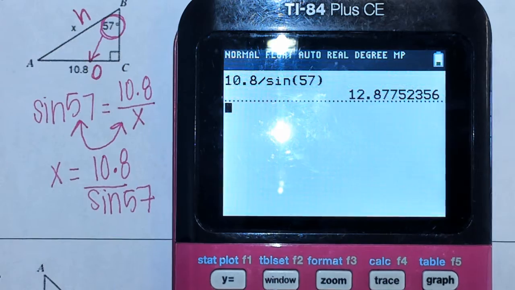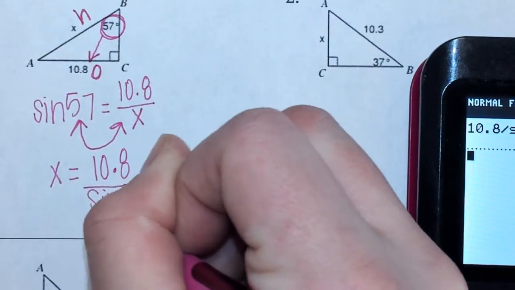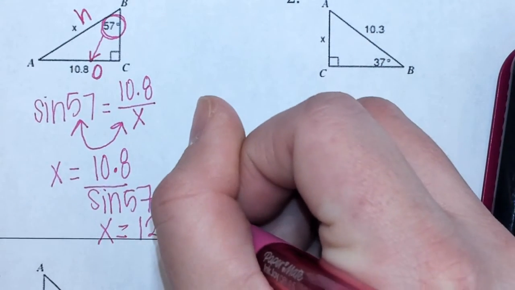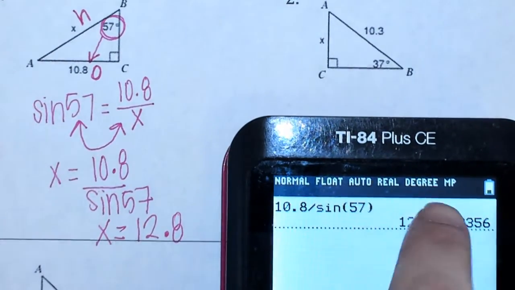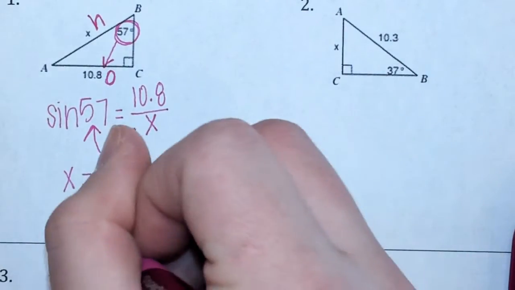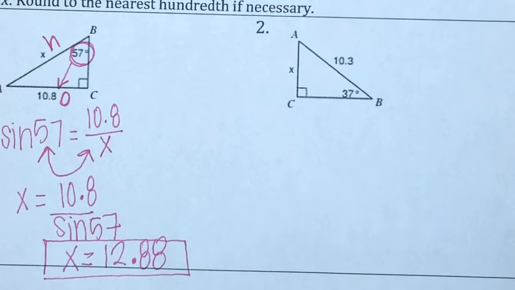So what did it say to round to? Hundredths. So x is equal to 12.88. So you just found the length of your hypotenuse to be 12.88 long. Did you get it this time? Did everybody get 12.88? Okay, so now let's do number 2.